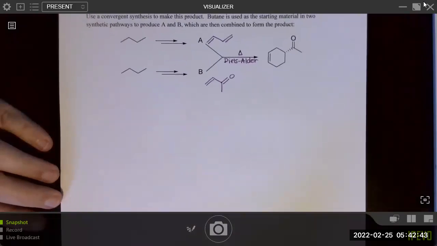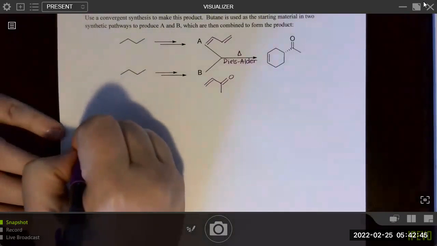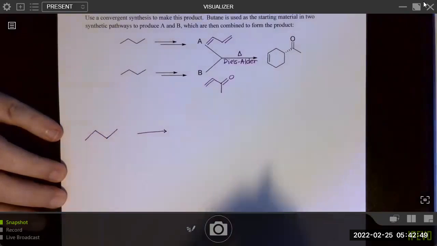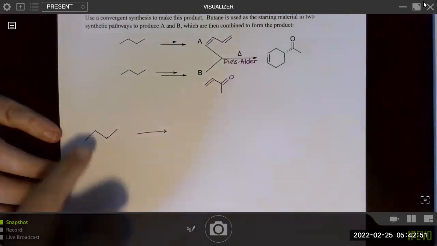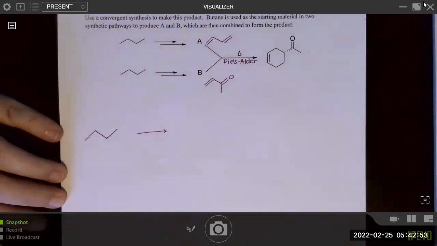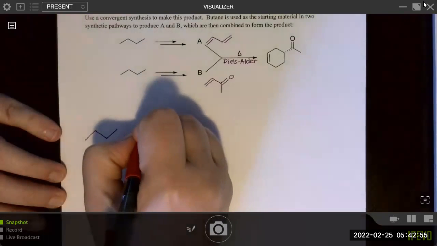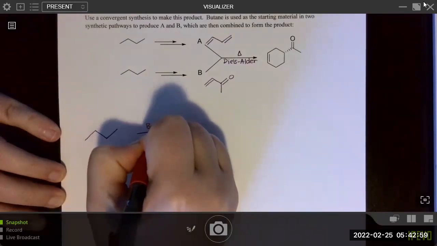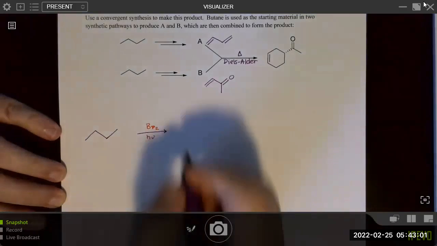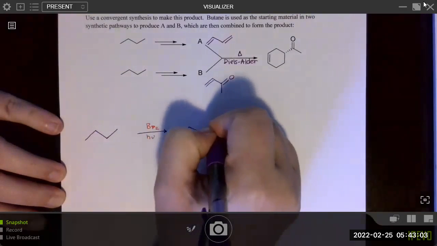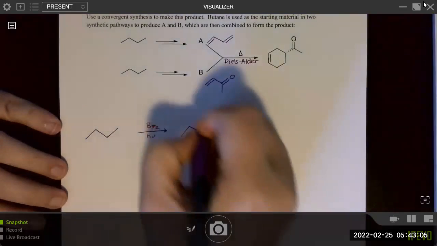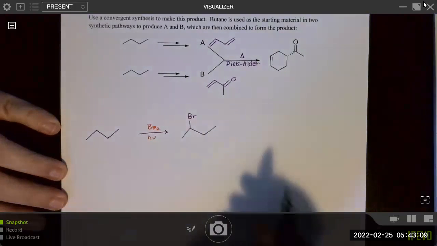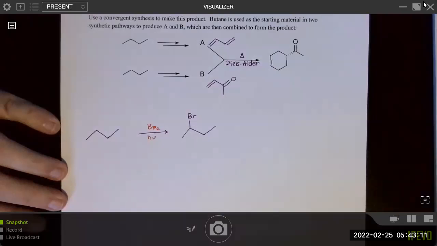All right, so let's think about how we could make A, starting from butane. So if you recall, what did I tell you guys about starting from an alkane? We only have one choice. You have to do radical halogenation. And the bromine has to go on one of the more substituted carbons. Even if we didn't want it there, that's where it's going to go.